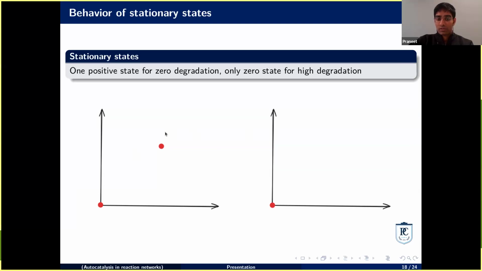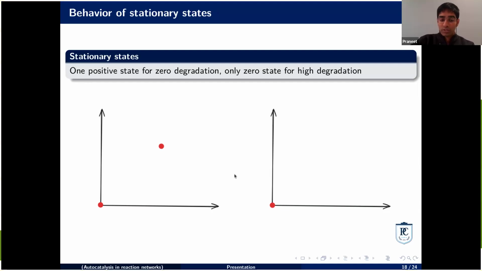So when there is no degradation, it's the deficiency of your system. It will have one state at the origin and one attracting state in the bulk. It's the positive state. For simplicity, I just put it as two dimensions, but of course it's n dimensions based on the number of species. And then for a certain high degradation, if you go beyond a certain limit, then there is no positive stationary state. There's only the zero stationary state.